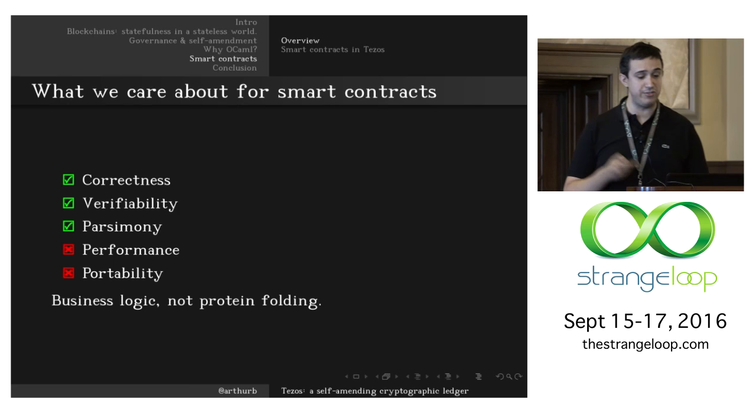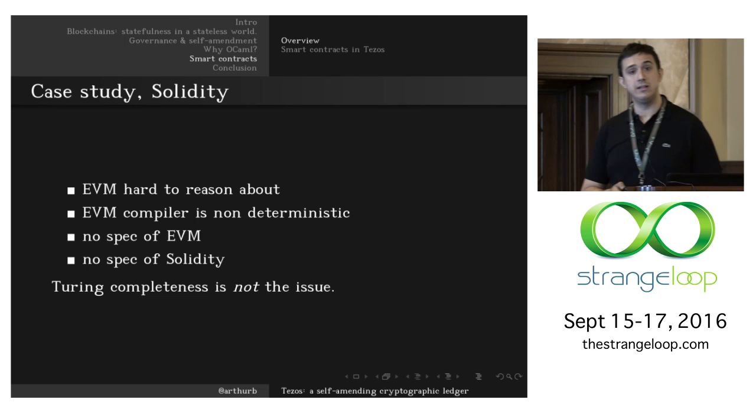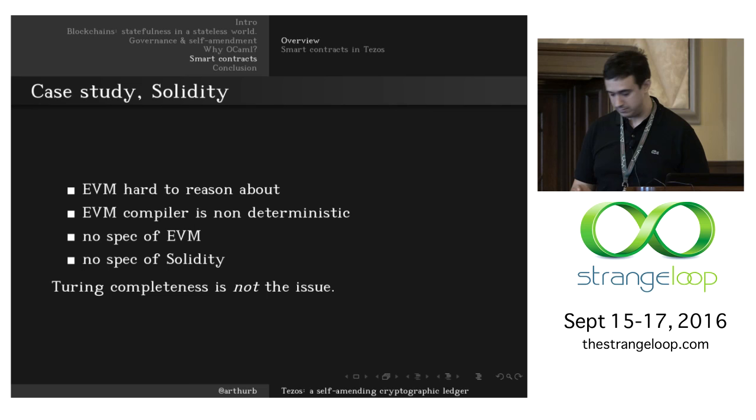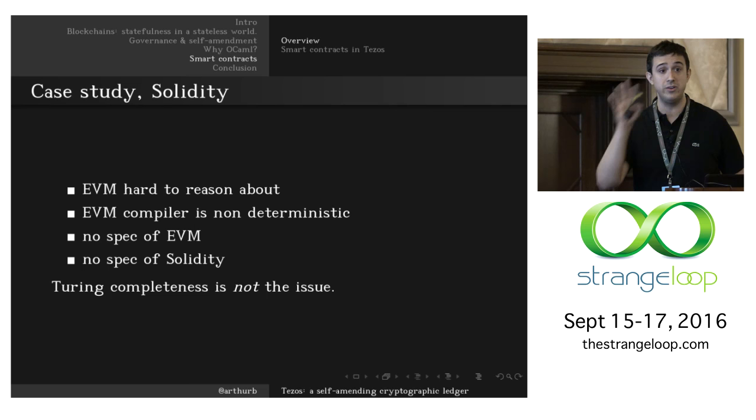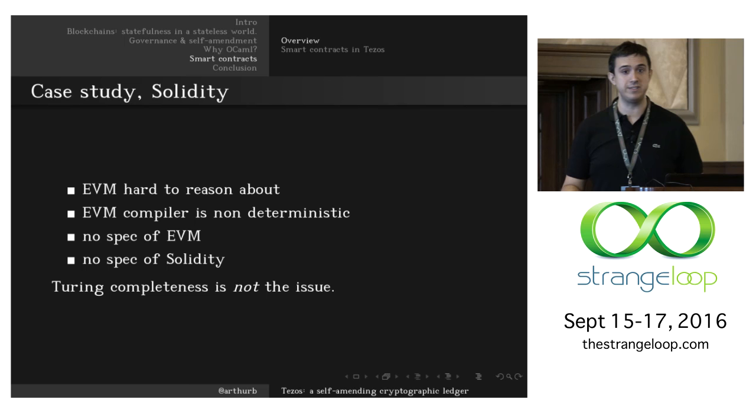So let's look at Solidity. Solidity is a high-level language for Ethereum. It kind of looks like JavaScript, but with more types. Now, the problem is Solidity compiles to EVM. EVM is hard to reason about because it's an assembly language. The Solidity compiler is non-deterministic, so you can't even know if your EVM code actually matches the code that you wrote in Solidity. There's no spec of the EVM. There's no spec of Solidity.